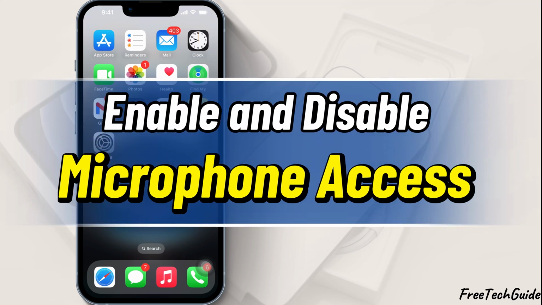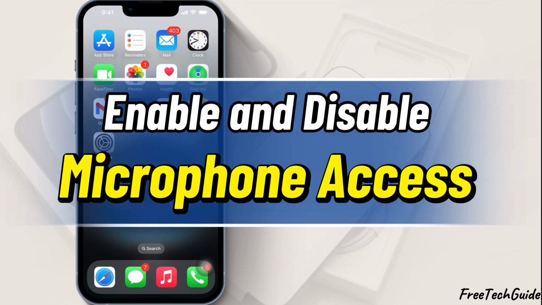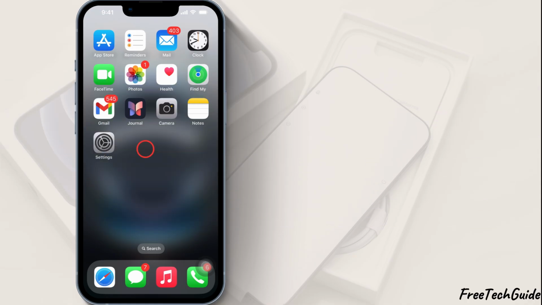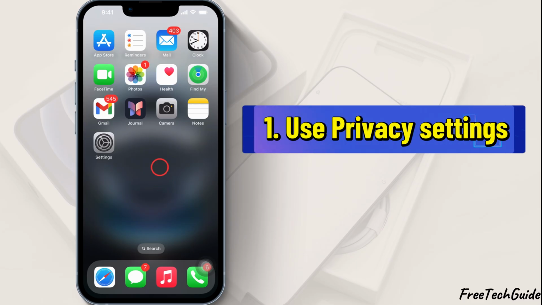Hello friends, in today's video, I'll show you how to enable and disable microphone access on your iPhone 16 and fix grayed out or missing problems. Let's get started. The first method is to use privacy settings.